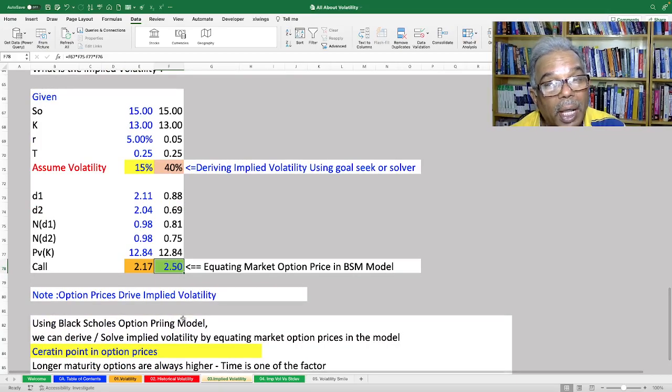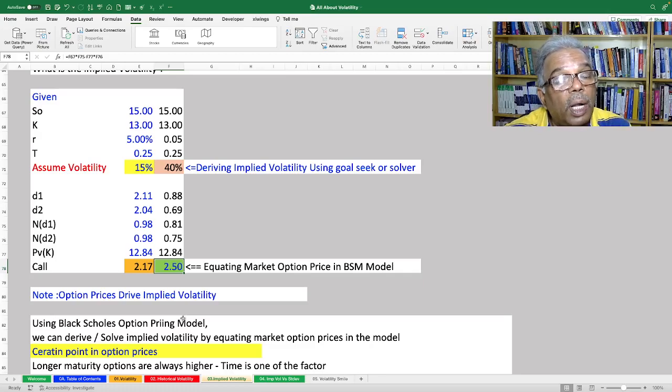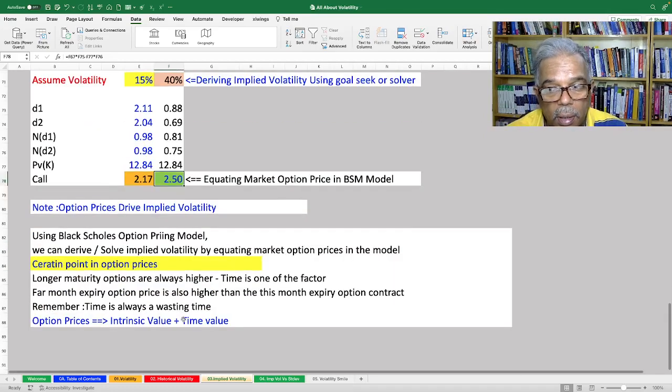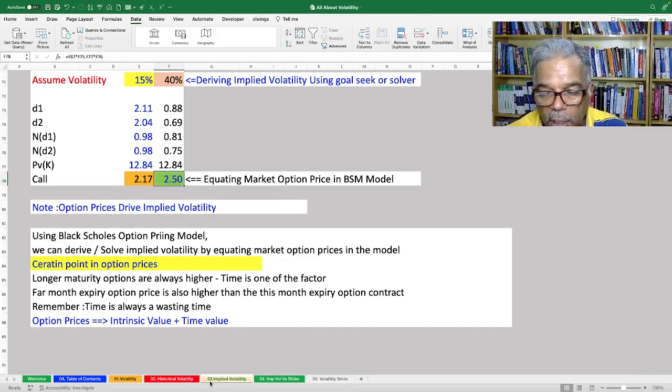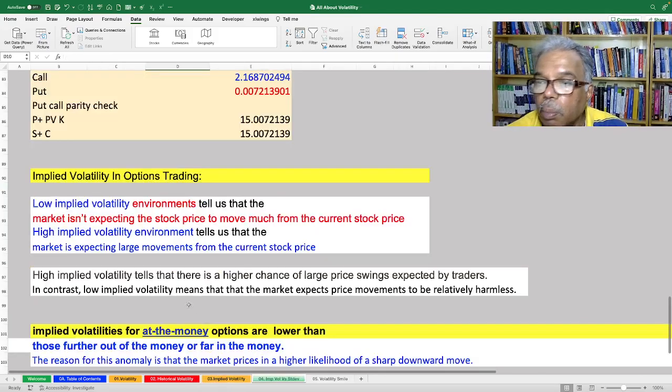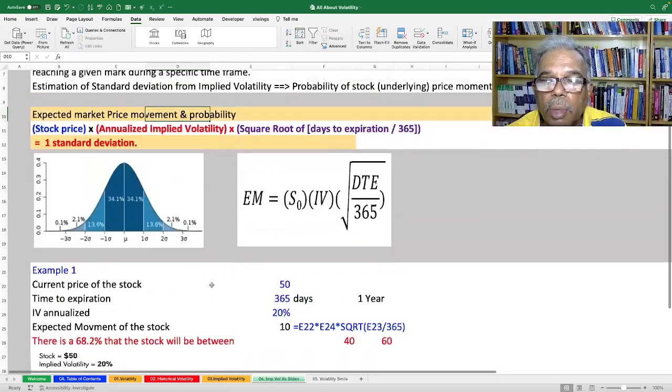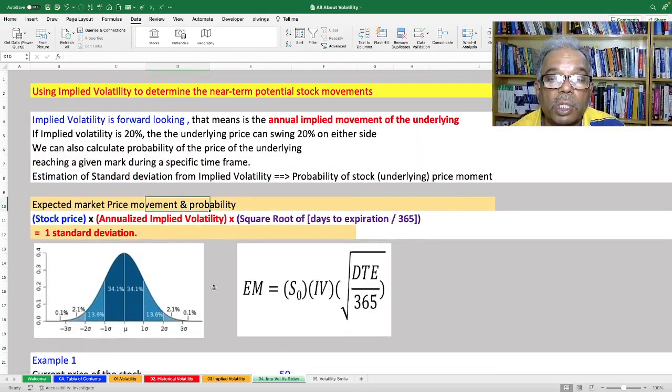So option prices drive implied volatility. It's not implied volatility that drives option prices. Please understand, it's the option prices that drive implied volatility. Now let's go into further discussions on implied volatility and how to estimate standard deviation and the potential stock price movement in the immediate future. How do we estimate the probability of a stock price movement using implied volatility? Thereby it will help us to trade on options effectively.